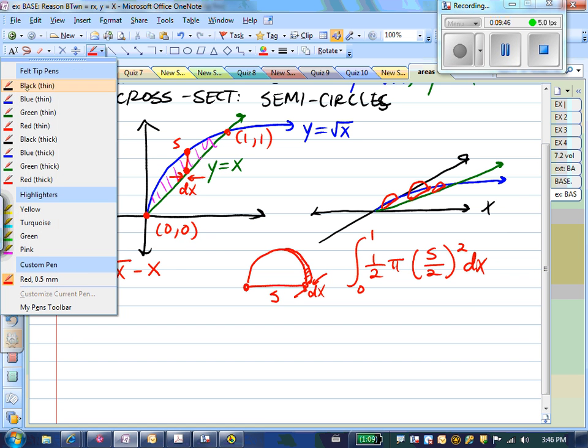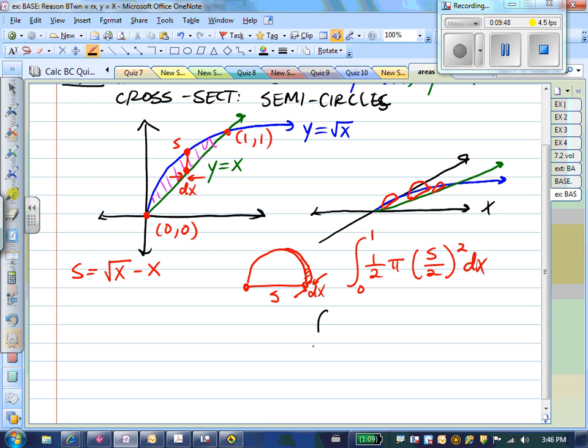So the final integral you would have to do to figure this out is the integral from 0 to 1. I'm going to pull out the 1/2 and the pi, and then it's just going to be radical x minus x, over 2, quantity squared, dx. And you can also pull this out as a fourth later, or do this on your calculator.